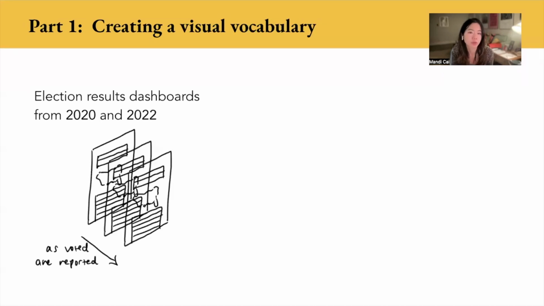Jumping into part one of our study, creating a visual vocabulary. This is where we are investigating that whole design space of the designs of online election results dashboards. And we analyzed election results dashboards from 2020 and 2022 because they are the most recent elections. They had high turnout. We could look at how different seats up for re-election were displayed. We had to capture both the final designs and the designs as votes were counted. So we relied on Wayback Machine to get screenshots of the dashboards as votes were counted.